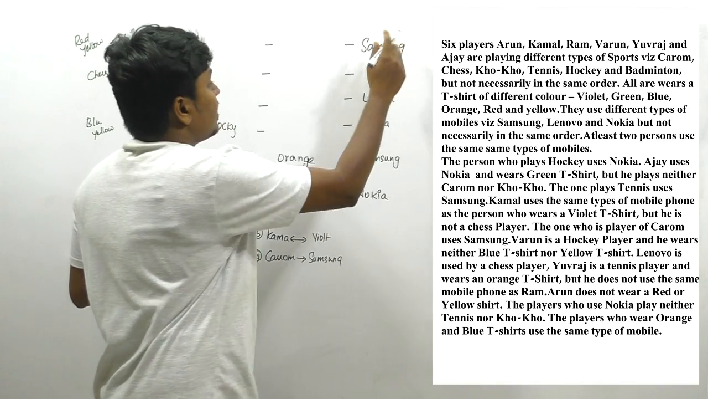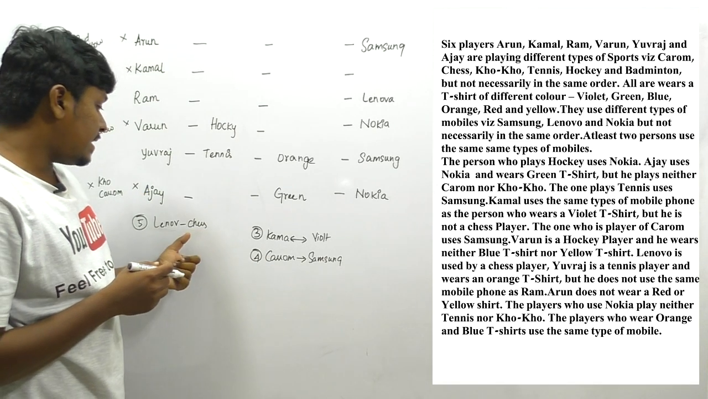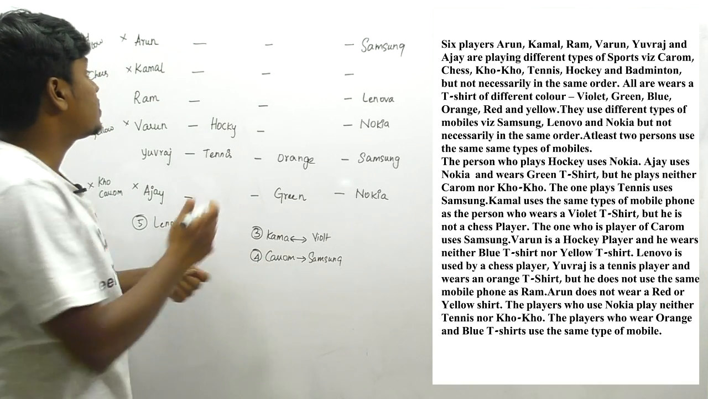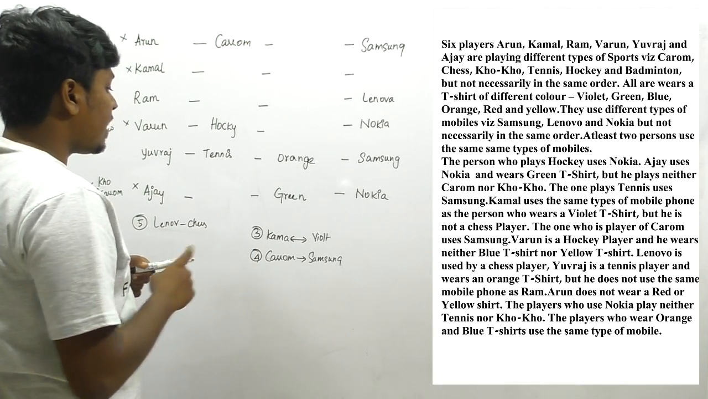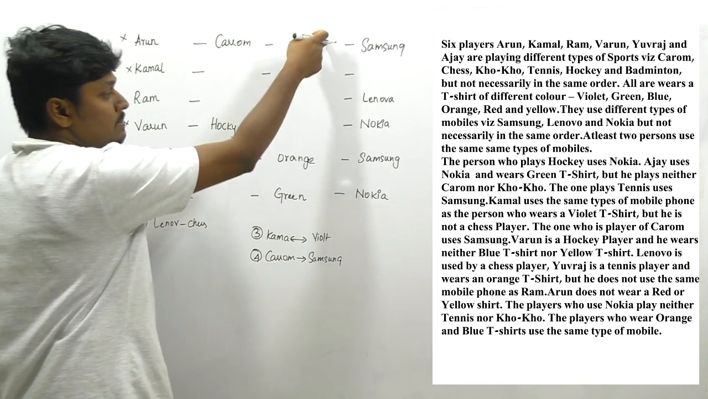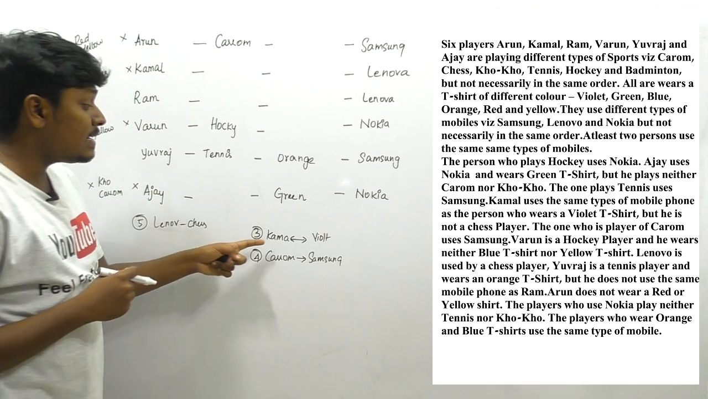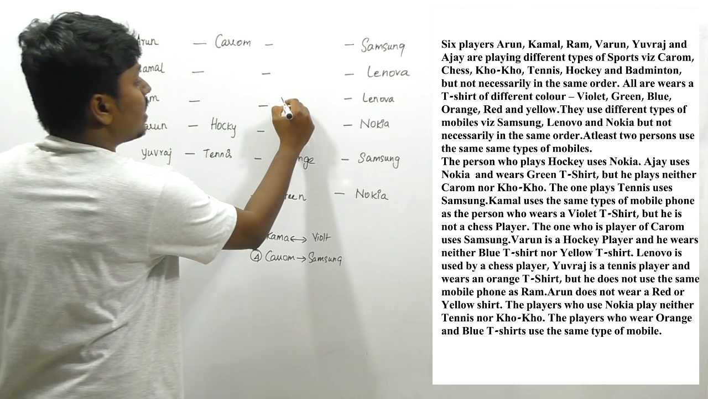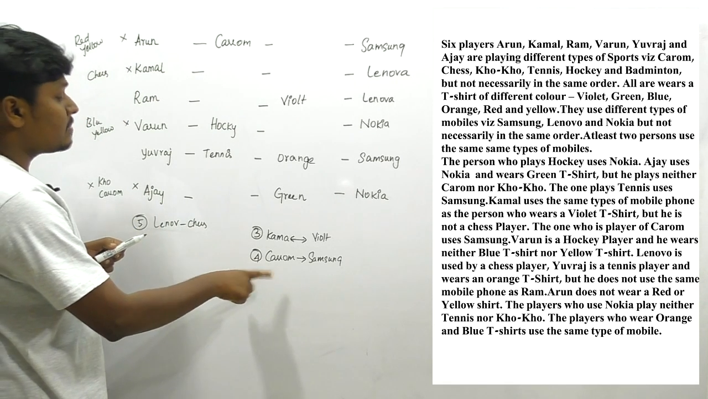I can definitely say that Arun will use Samsung, and we already know that the person playing tennis uses Samsung, and now we have found that the person who is playing Carom is also on Samsung. In the fourth sentence they have given, so I can say that Arun should play Carom and use Samsung, right? And remaining only Kamal and the person wearing violet, right? We have two Samsung and two Nokia, and definitely this person should be Lenovo, and they have exactly said that Kamal and the violet t-shirt person should have the same phone. So if it is Kamal, then definitely Ram should wear a violet t-shirt, and these two guys have the same mobile phone, right? I think Carom, Samsung, we have substituted.